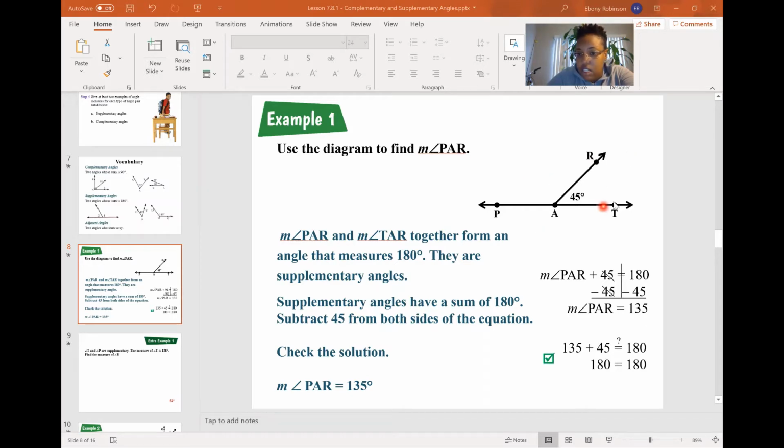You notice this one is RAT or TAR, but there was no T in there. Plus, they already gave us the degrees. So we're looking for P as in Paul, A, and then R. This is the one we need.